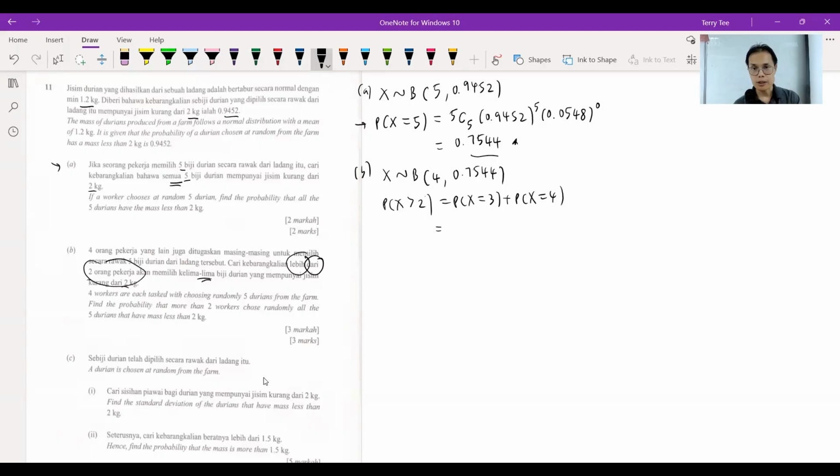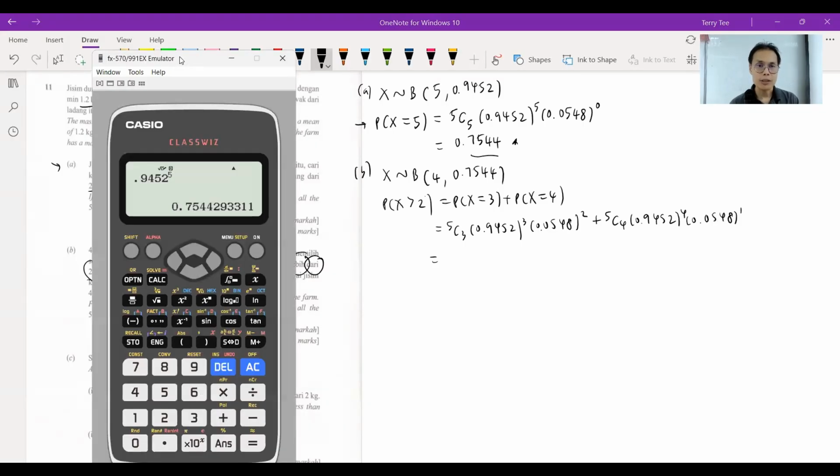Probability of 3 will be 4 choose 3, p power 3, q power 1. Okay, then you add 4C4, p power 4, q power 0. Okay, for a question like this, actually you can use your calculator. I want to show you how to use your calculator to count.